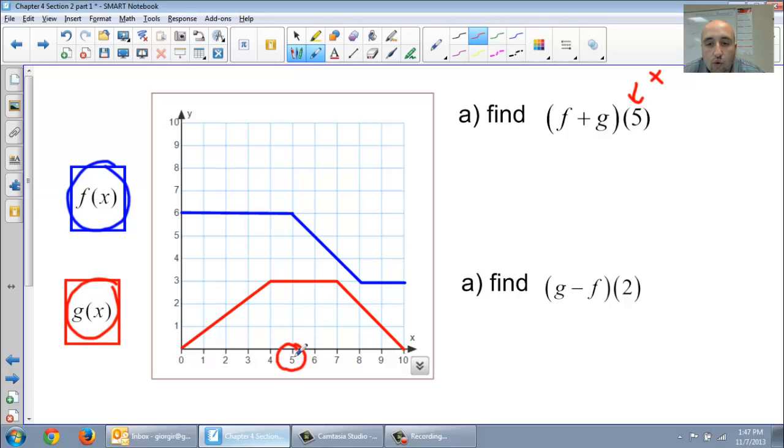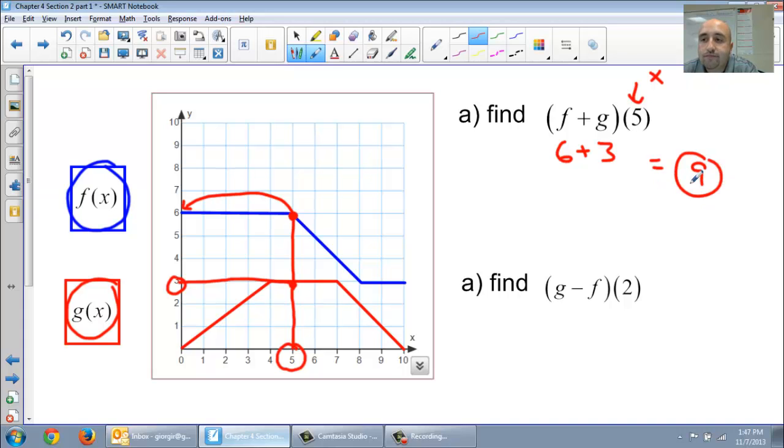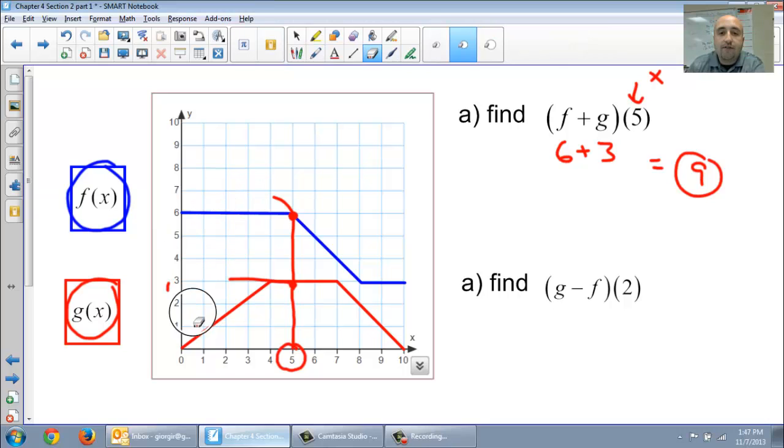So what is the red graph equal to at 5? And hopefully you see that that is equal to 3. So my red is g, so at g, my answer is 3. And what is the blue graph equal to at 5? All the way up here, what is this number? Hopefully you see that that number is equal to 6. So what is 6 plus 3? 9.